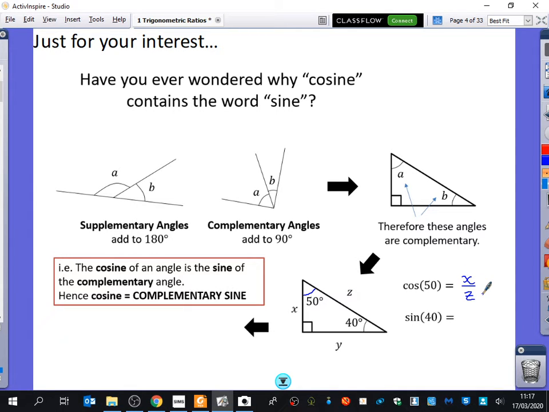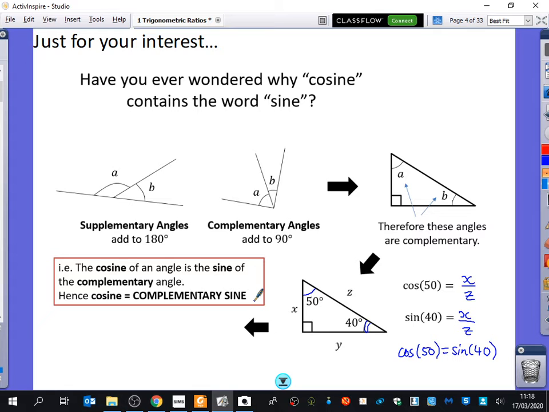And when you look at the sine of 40, what is it equal to? Sine of 40 would be the opposite. What's the opposite to the 40? X, and the hypotenuse is z. So what we can see is that cos of 50 is equal to the sine of 40. They must be equal because they're describing the same ratio. So the cosine of an angle is the sine of the complementary angle. Hence, cosine is short for complementary sine.